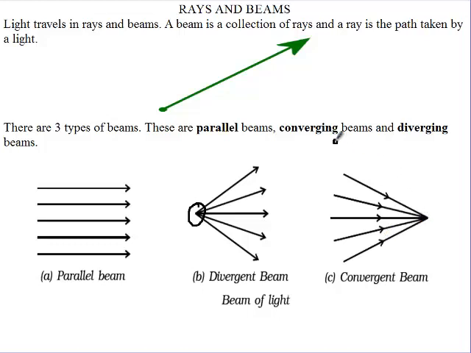So if you have a human, rays are going to come from the head, and then we're going to get rays from the foot. The lens will then converge the rays onto the retina, so that in the end we're going to see the human. So convergent beams, we see with the help of convergent beams. The rays start from different points and then they all meet at one particular point.